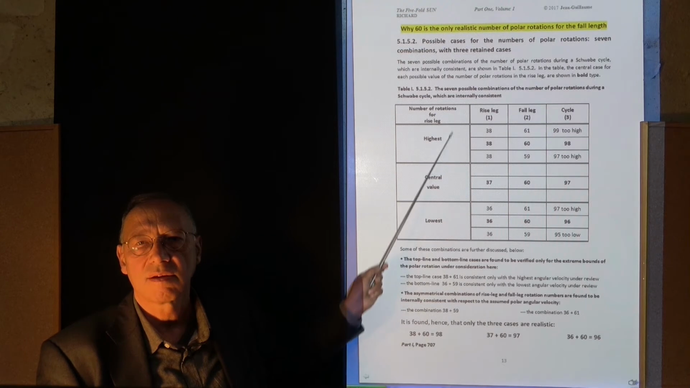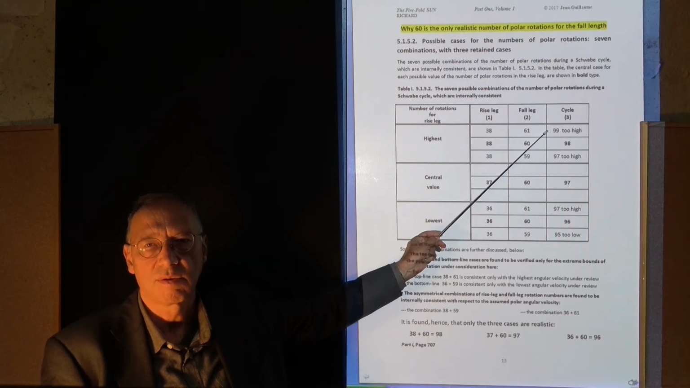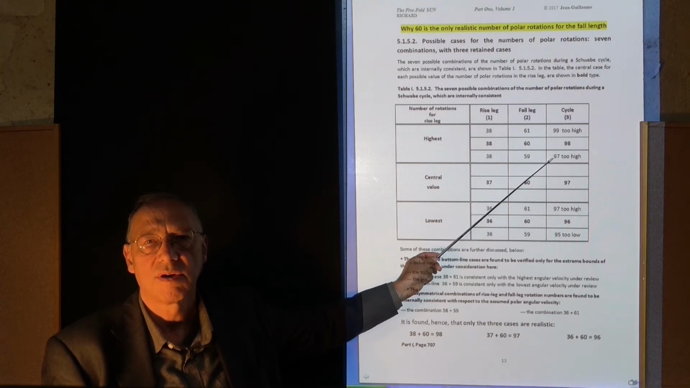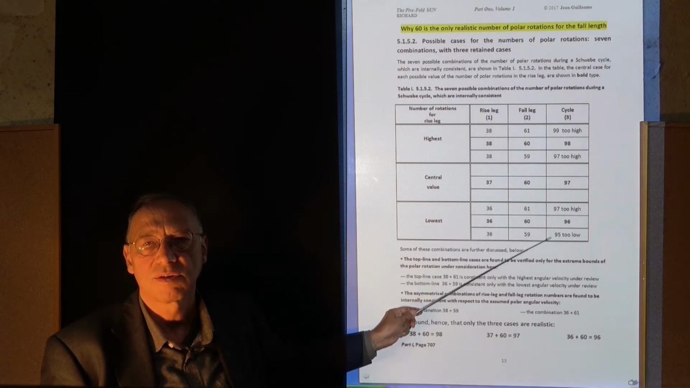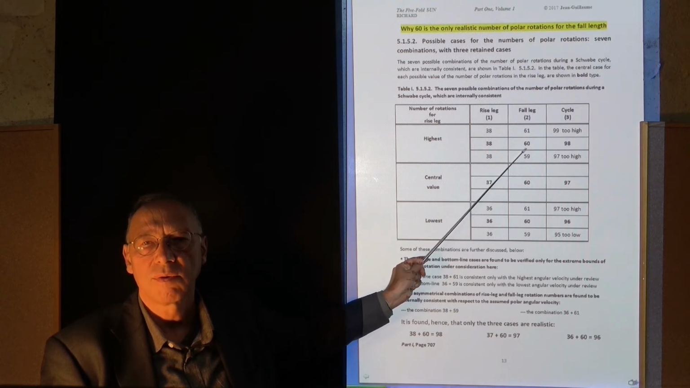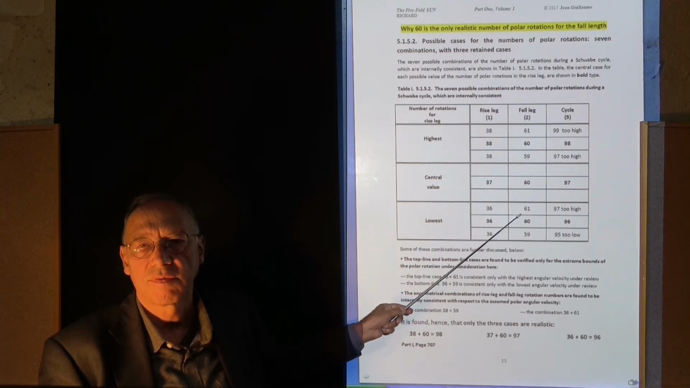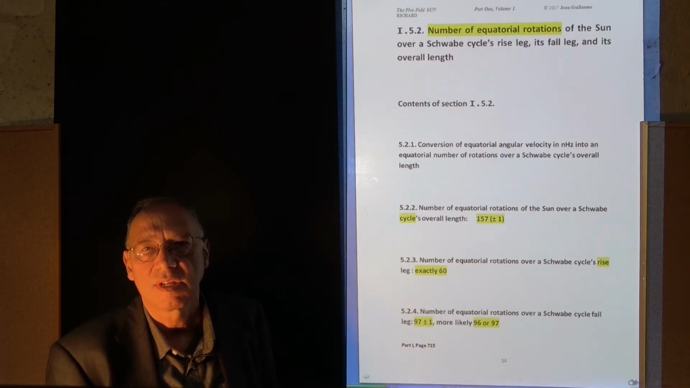This is the relevant sensitivity analysis, where we see that if we use 38, the sum for the cycle will be too high and cannot be retained as realistic. Same here for the highest case, and same here for the lowest case. So we are left with a scenario in which we have only 60 rotations of the pole for the fall leg, and only 60 also in this case. That's why we exclude 61 and 59.